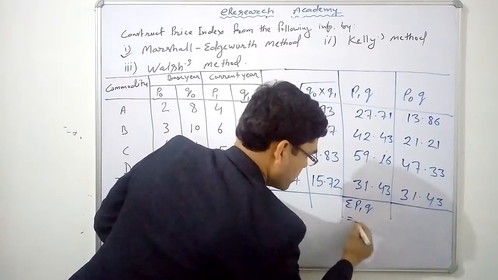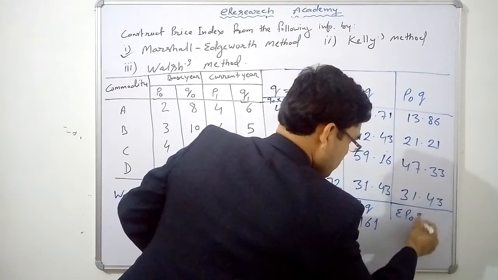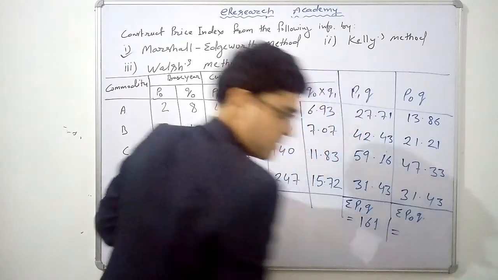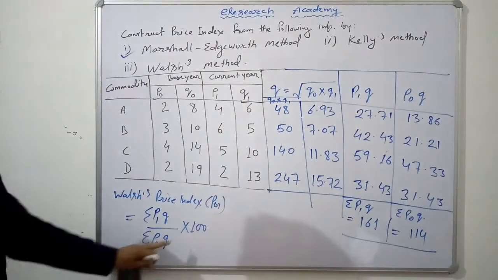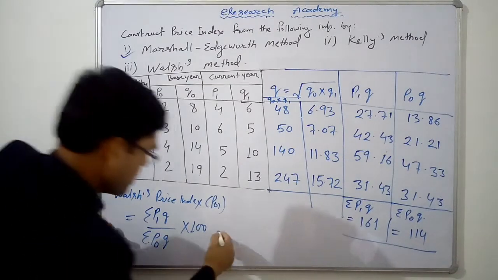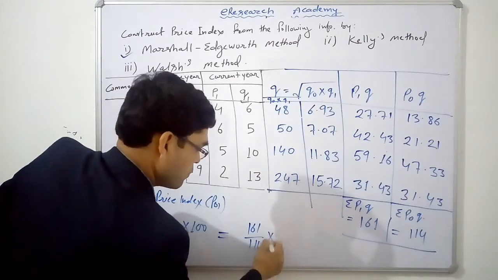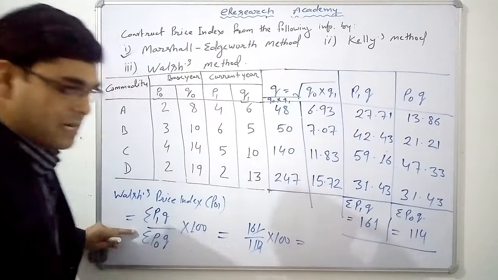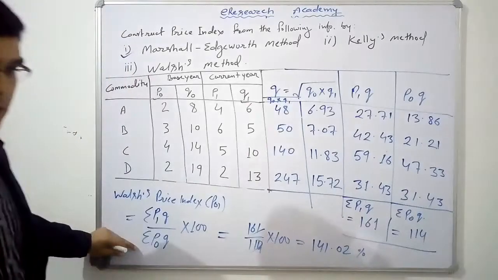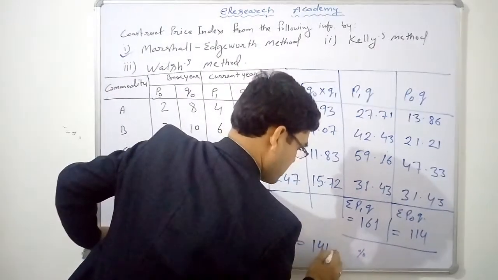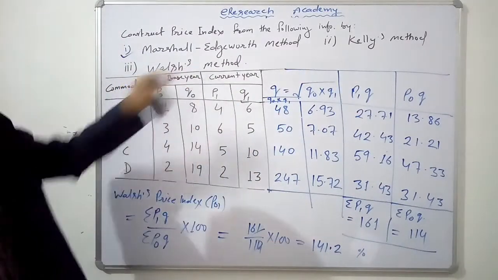Sigma P1Q is 161 and sigma P0Q we have 114. Okay, so these are the totals that we need to put in the formula. So substituting in the formula, we get 161 by 114 into 100. So this will give us the answer as 141.2%. Okay, so this is the answer by Walsh's method.